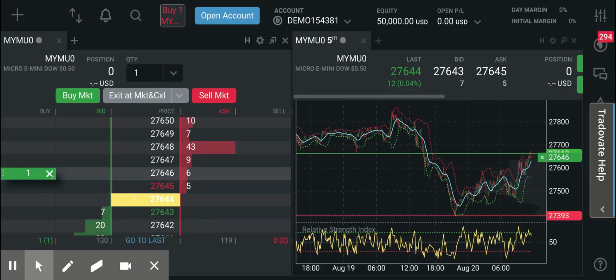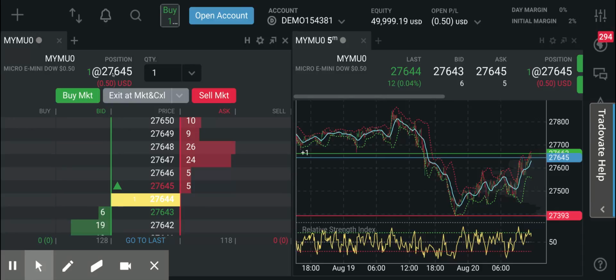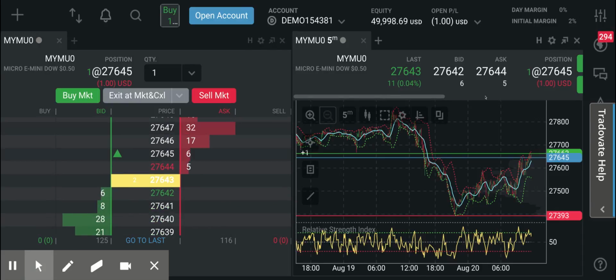Order rejected. Order rejected. Let's see if I can get in first. Order rejected. And if it takes this order, it'll be around 27,644. So what we're doing is, there we go, we got it at 45. So we're playing the breakout.